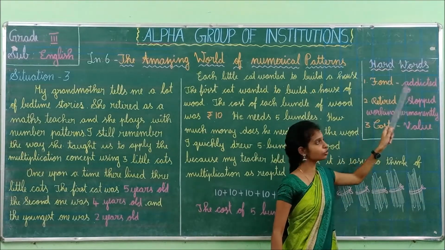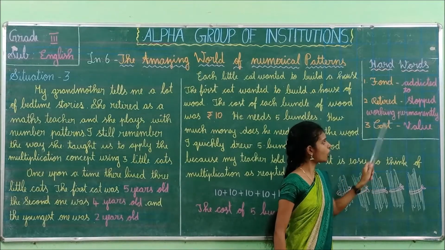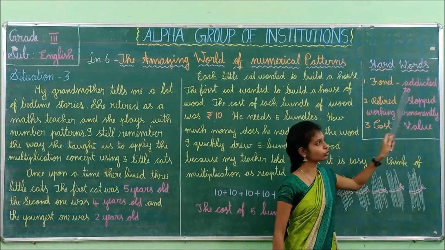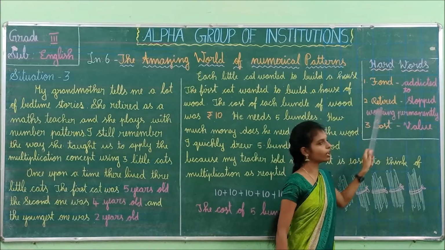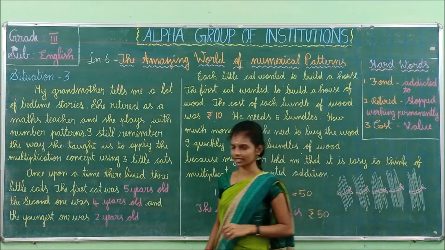Fond, addicted to. Retire, stop working permanently. Cost, value. Once again repeat with me. Fond, addicted to. Retire, stop working permanently. Cost, value. Shall we move on to the lesson?